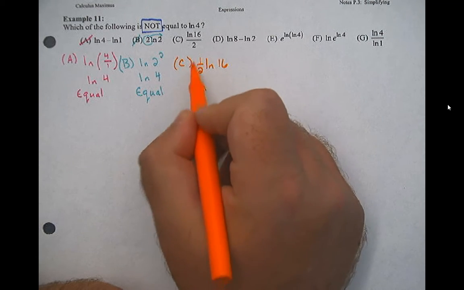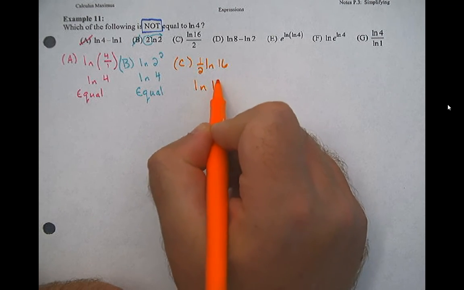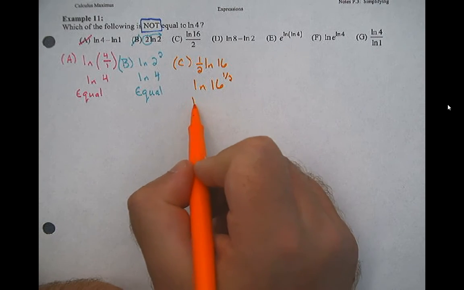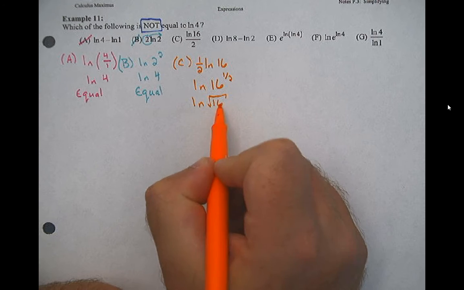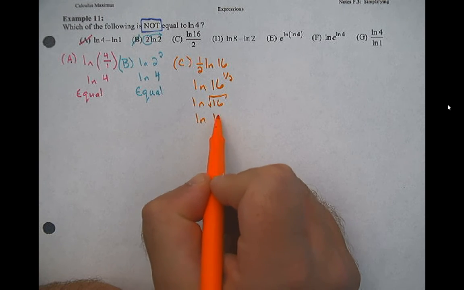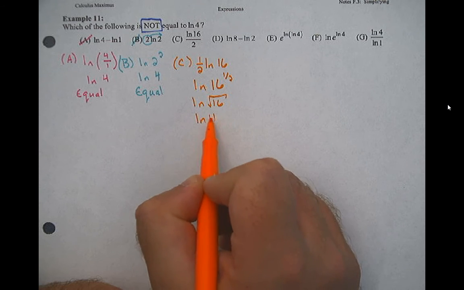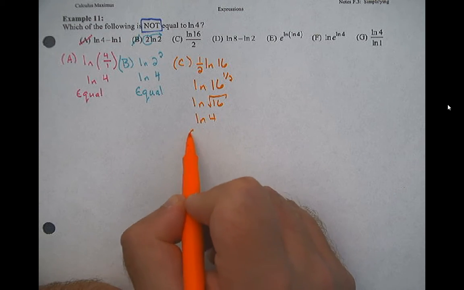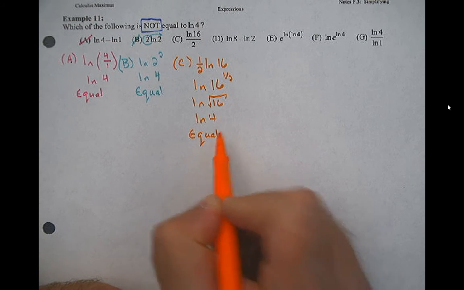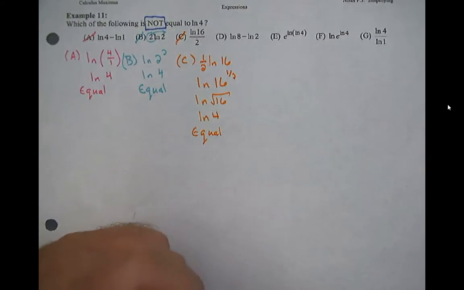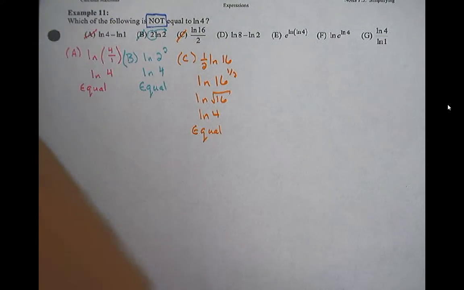I can take this from here and bump it up to the exponent. 16 to the 1/2. To the 1/2 is the same as the square root. What's the square root of 16? Boom. I like that one, actually. Square root of 16, that is equal. All right, so I caught myself there.